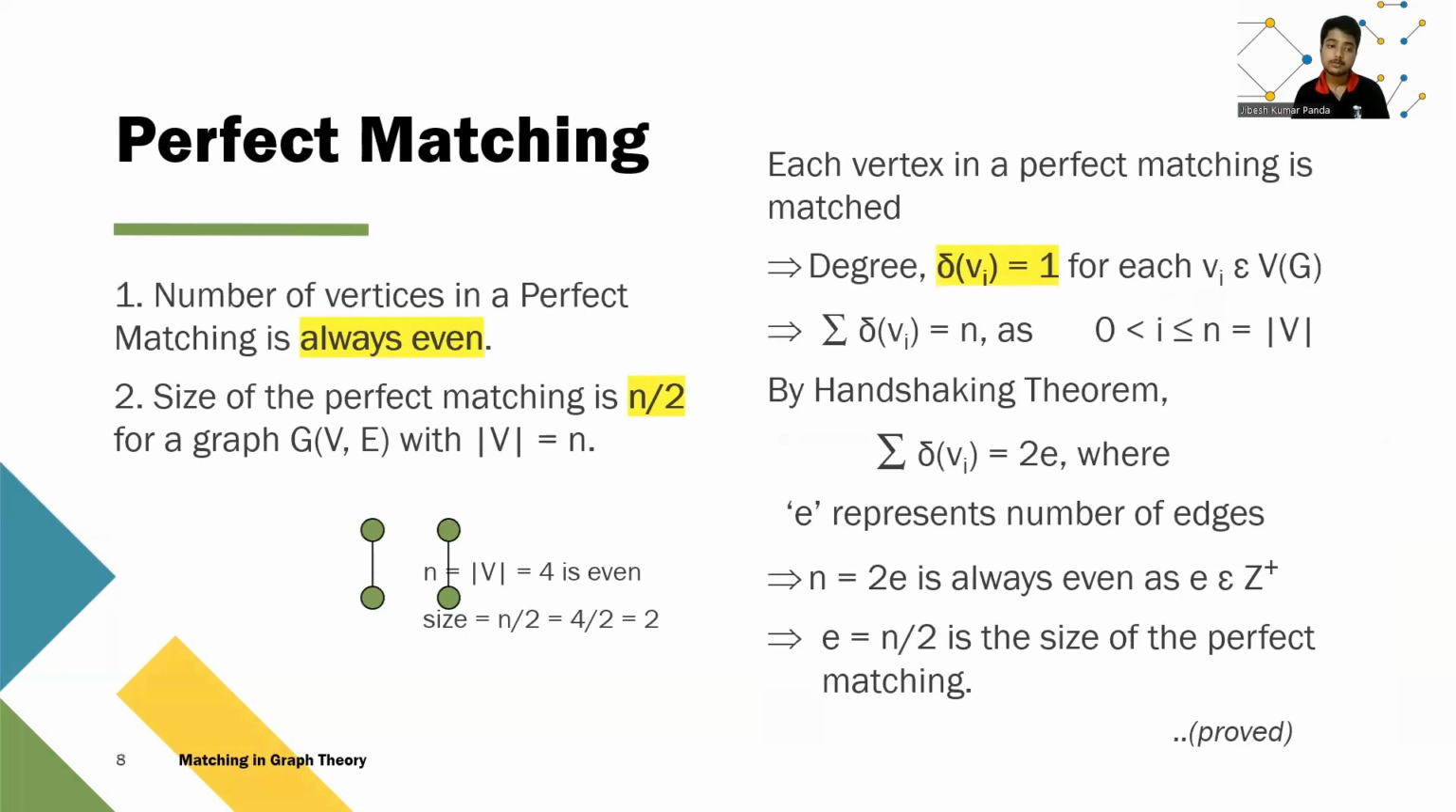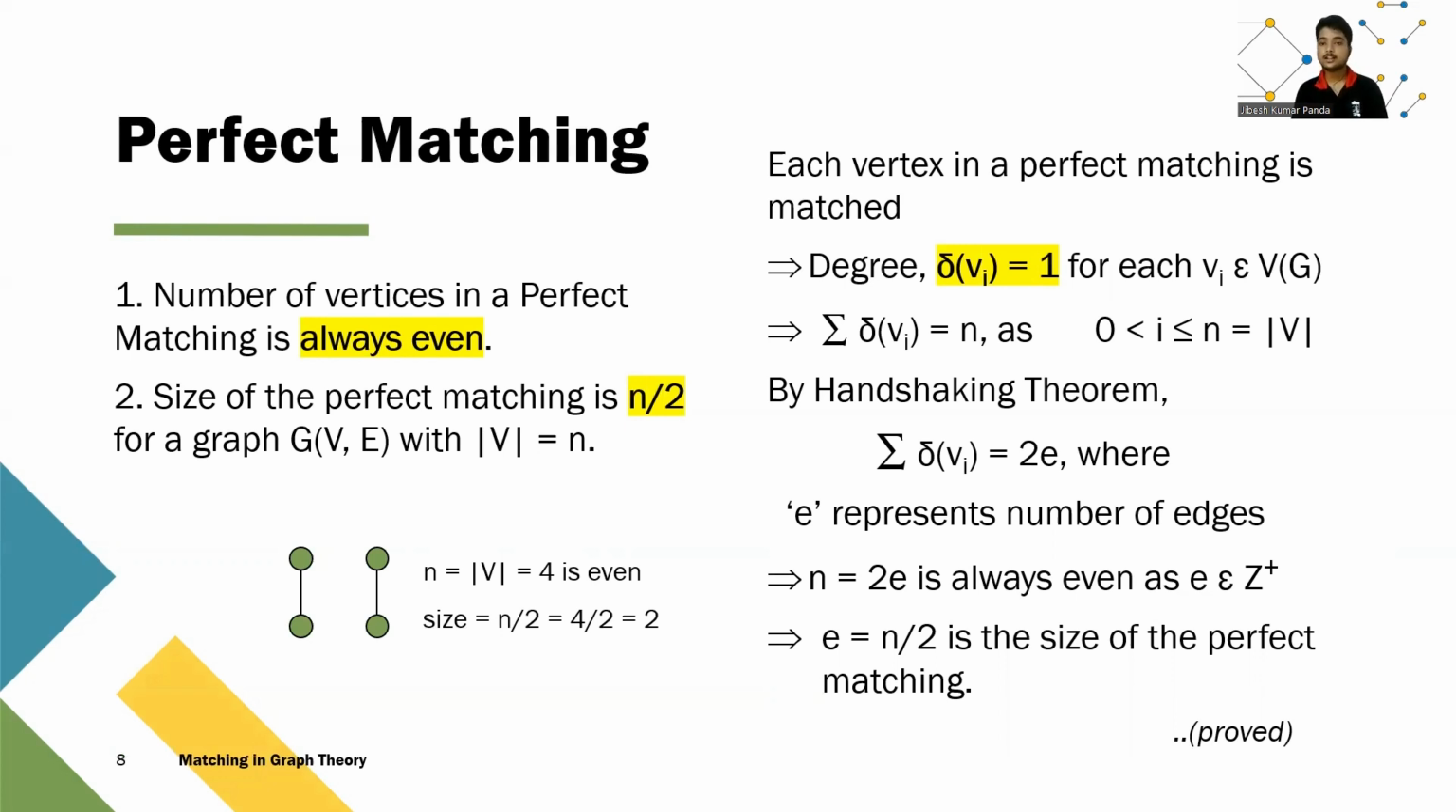Moving forward, we have two propositions. This simply suggests that the number of vertices in a perfect matching is always even. Means if we are finding a perfect matching of a graph, then this graph should contain an even number of vertices. And consequently, the size of the perfect matching is n/2, means the perfect matching should contain n/2 edges, where n represents the number of vertices.